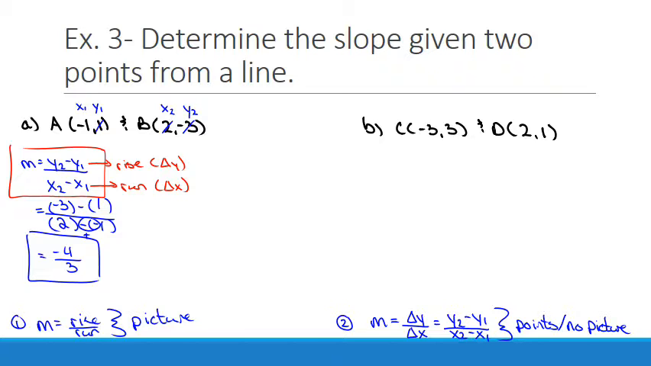All right, let's look at the second one. m equals y2 minus y1 over x2 minus x1. And in my head, if I don't have a picture, I know to go to this other formula. I forgot to give it a name. This thing has a name. This is simply called the 2-point slope formula.